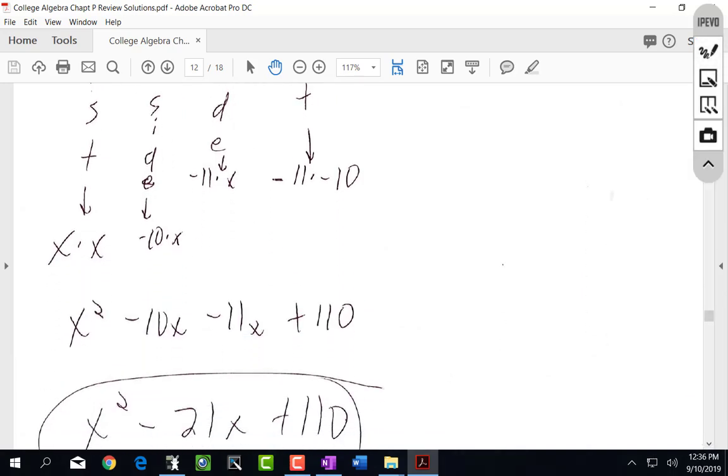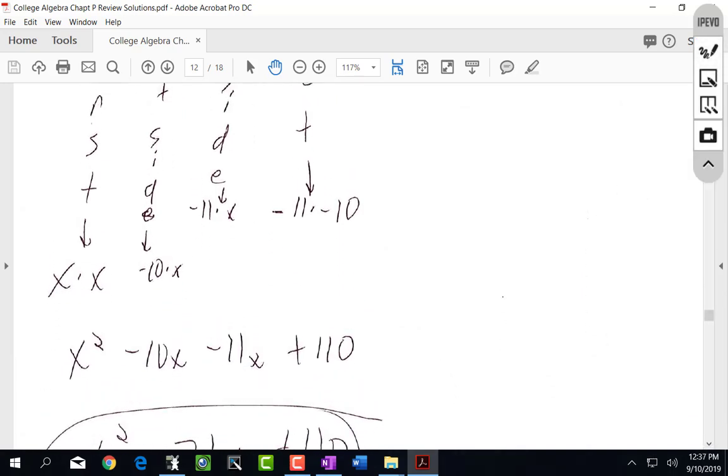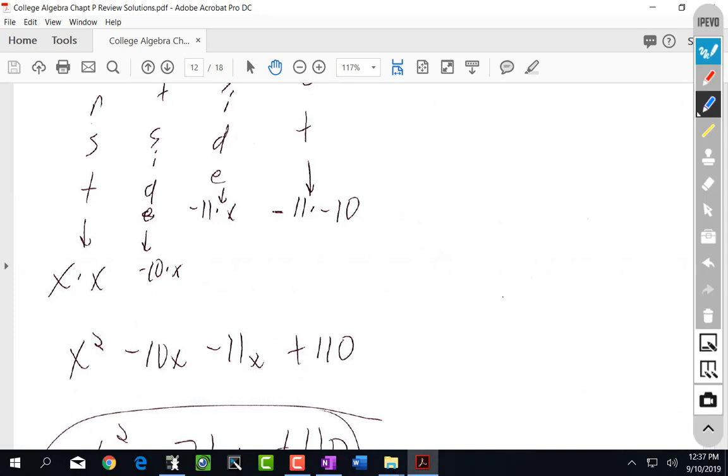So let me scroll on down here. So notice when I have those two binomials there, x minus 11 times x minus 10, I'll just rewrite it here so I don't have to scroll up to it. So I've got x minus 11 times x minus 10.